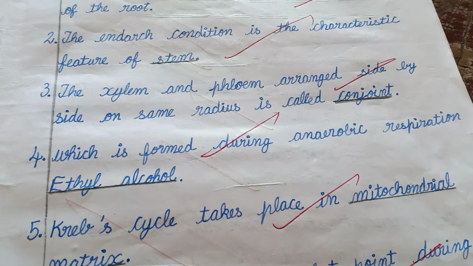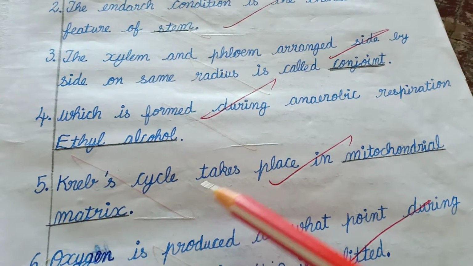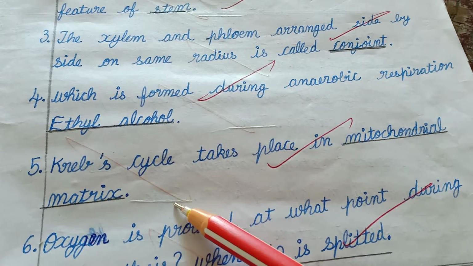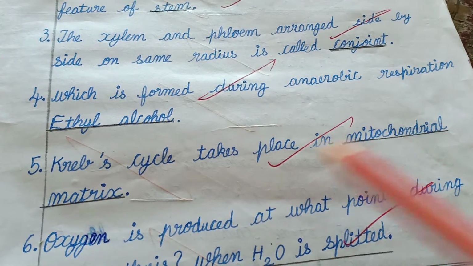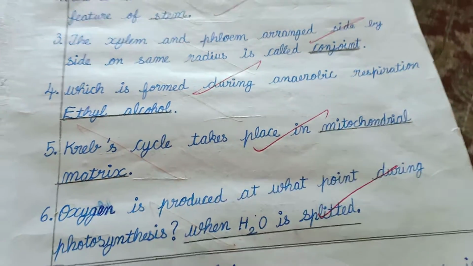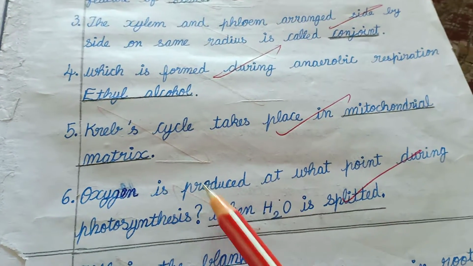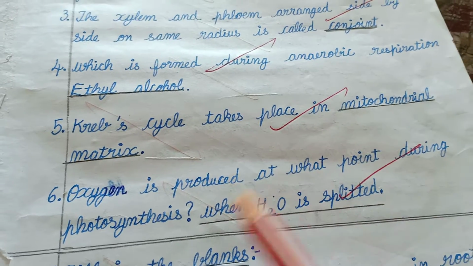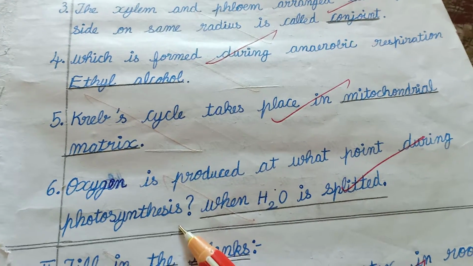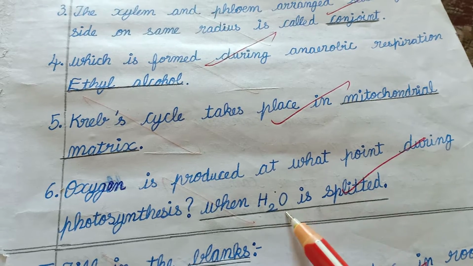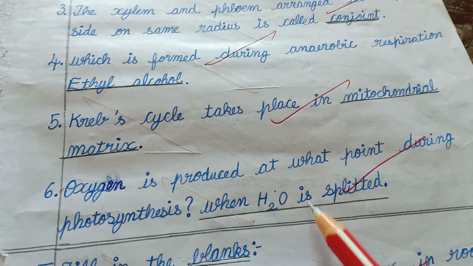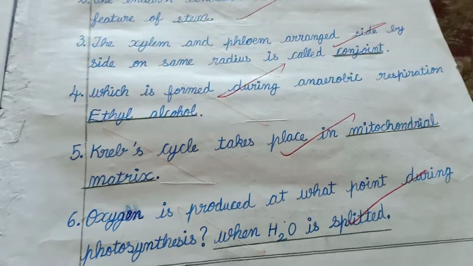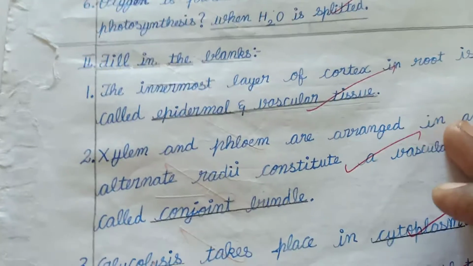What is formed during anaerobic respiration? Ethyl alcohol. Krebs cycle takes place in the mitochondrial matrix. Okay, mitochondrial matrix. The last one: oxygen is produced at what point during photosynthesis? When H2O is split, when water is split, oxygen is formed. Is that clear, children? Now let's move to the fill in the blanks.